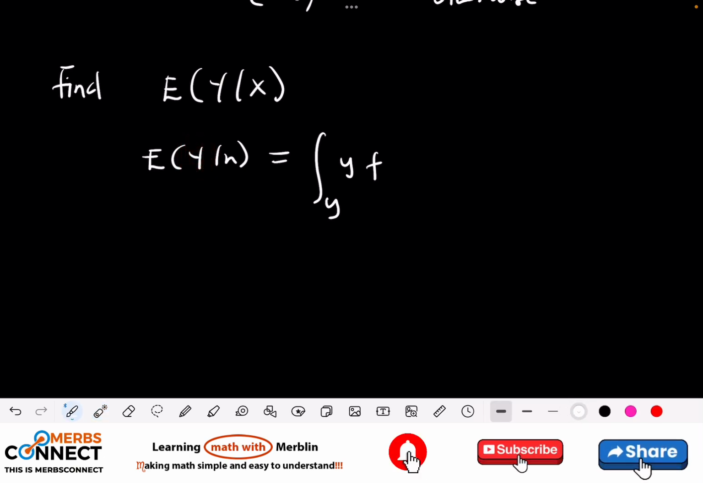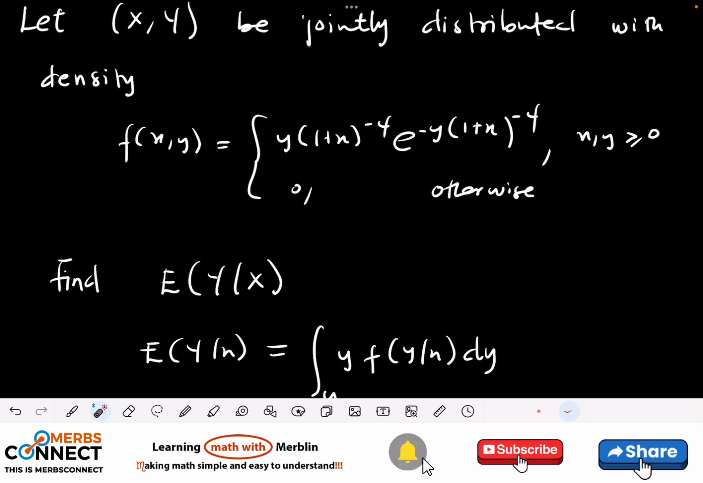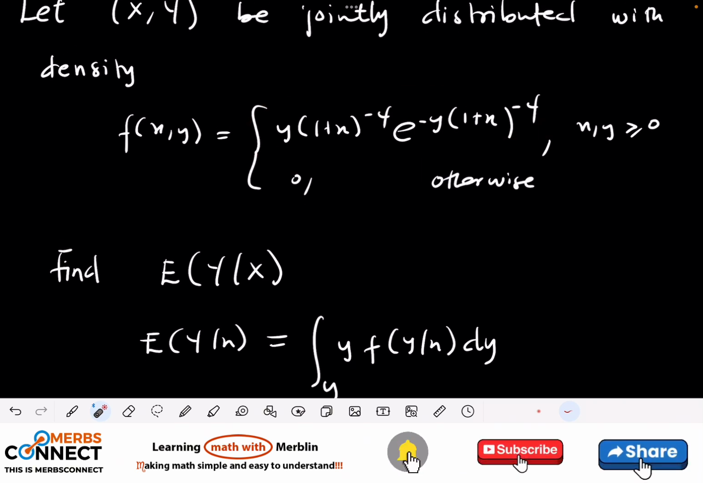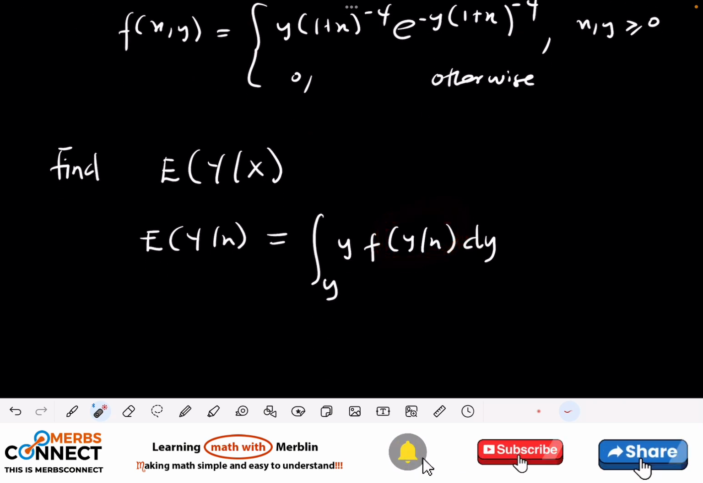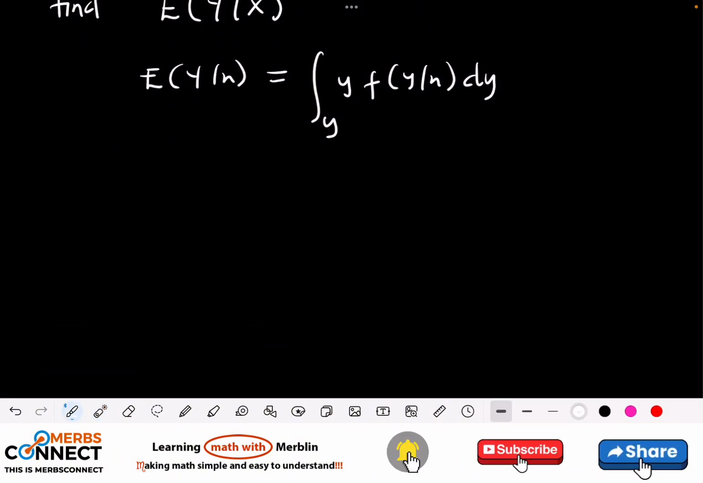Y, then we need to pick the conditional function, which is f of y given x, dy, right? But in the question, we have the joint function, we don't have the conditional function here. So what we need to do is figure out f of y given x. Now what is f of y given x?